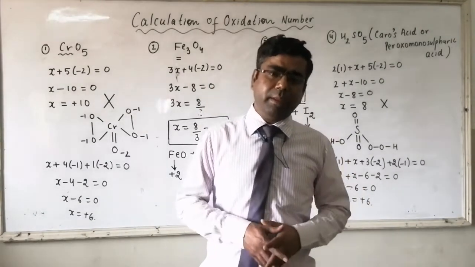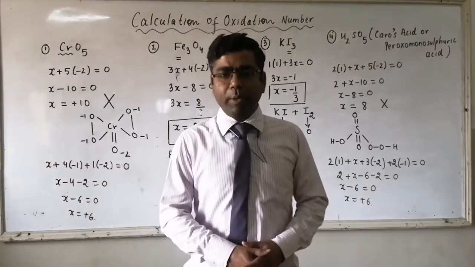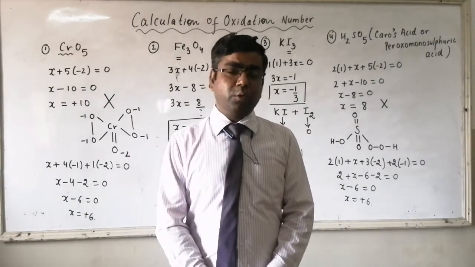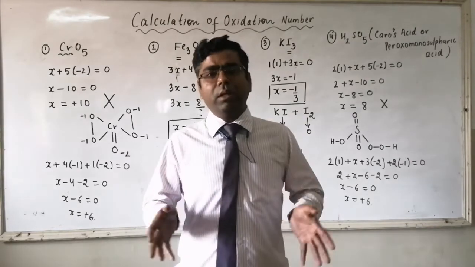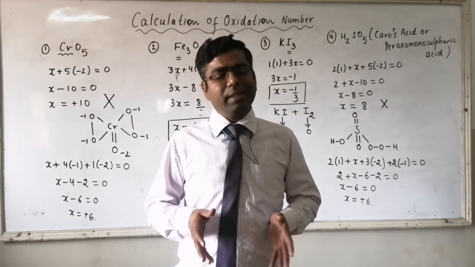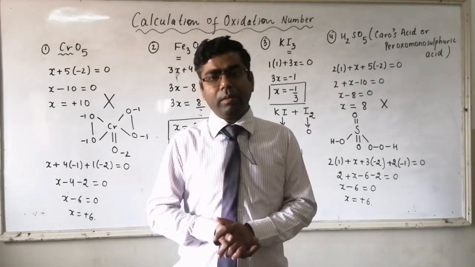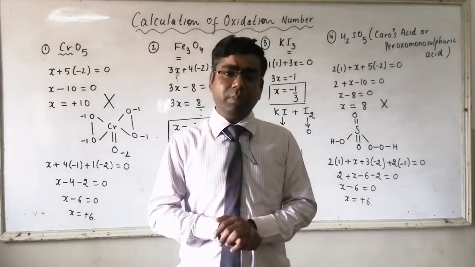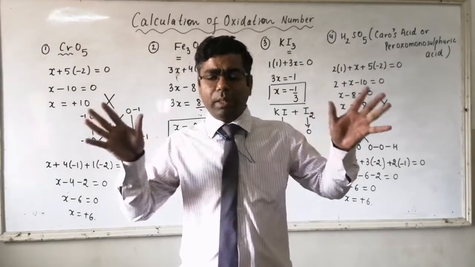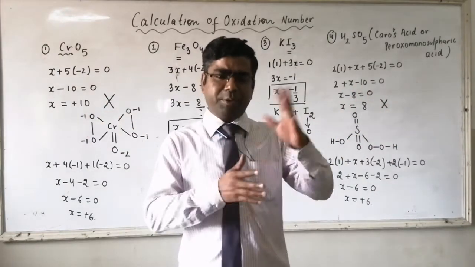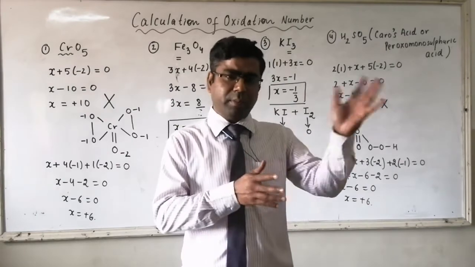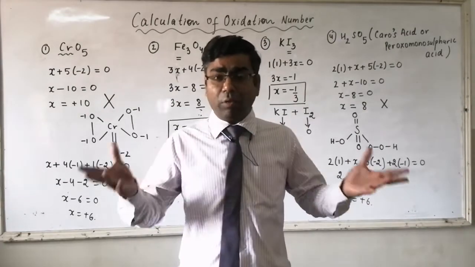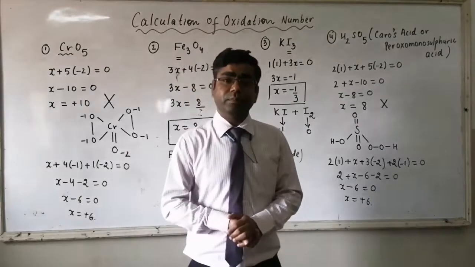Sulfur never exhibits a +8 oxidation state because it is a member of group 16 or 6A. The total number of valence electrons in sulfur is 6 only. Then how can it exhibit an OS of +8? It's not possible. +6 is possible. All 6 electrons can be transferred away from sulfur. But +8 is not possible because 8 electrons are not available in the valence shell of sulfur.